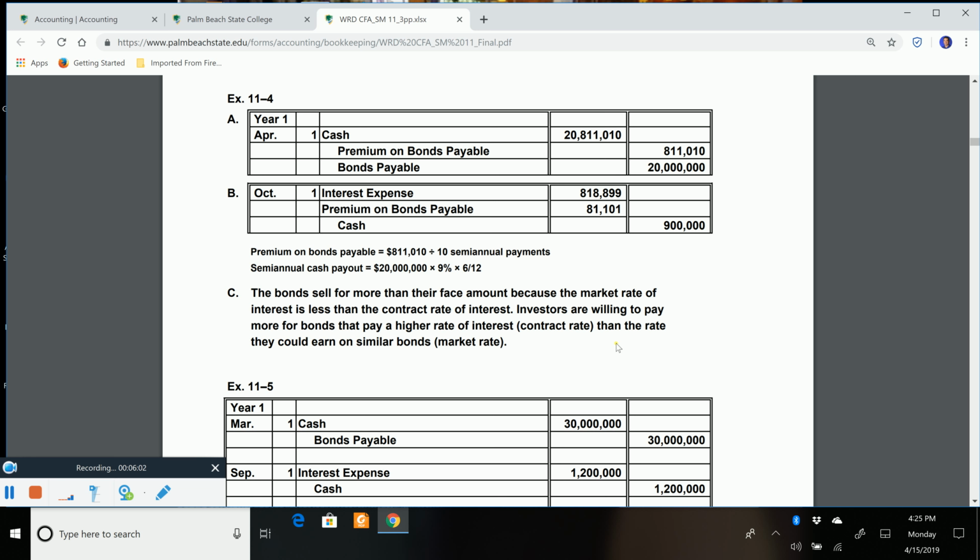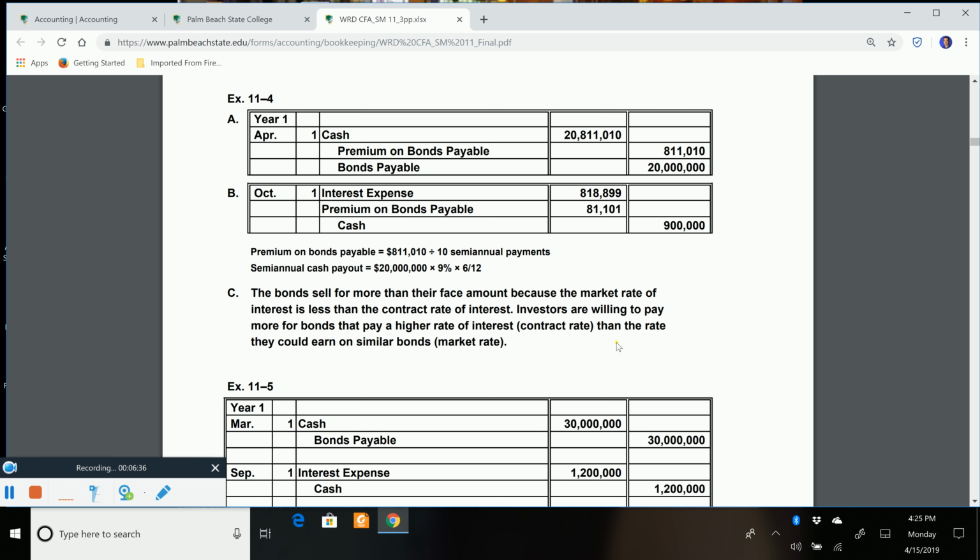Okay, so looking at the details here in exercise 4, we have a company, Smiley Corporation. They repair products to equipment manufacturers. On April 1st of year 1, Smiley issued $20 million of 5-year 9% bonds at a market rate of 8%. So once again, our bond rate, 9%, is greater than the market rate of 8%. Therefore, we can sell the bonds at an amount greater than the face value, at a premium.